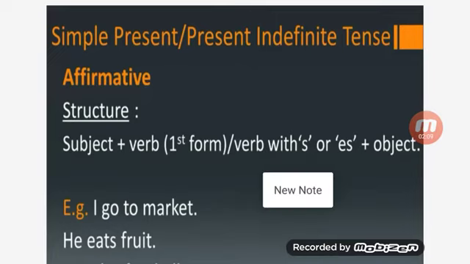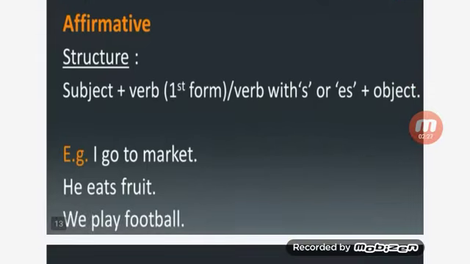Okay, so here is the structure of affirmative sentences of simple present tense: subject plus verb first form plus verb with s or es plus object. For example, I go to market. He eats fruit. We play football.